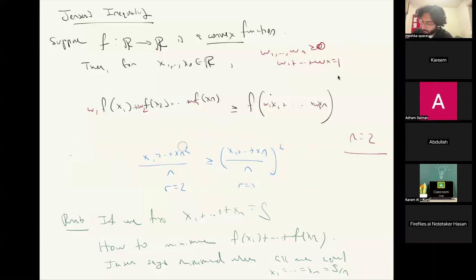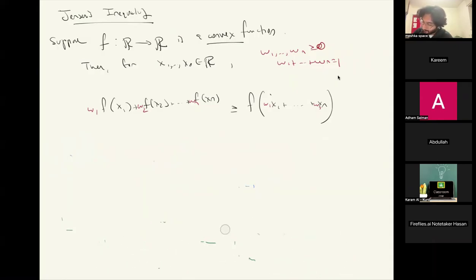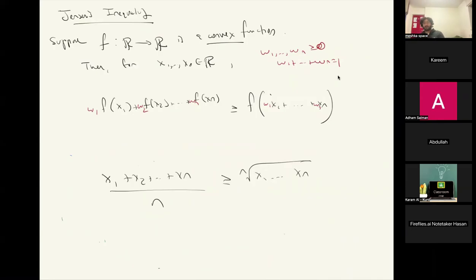But what if we wanted to prove, for example, AM-GM using it? Can you do it? Let's see. I'm going to show (x1 + x2 + ... + xn)/n is greater than or equal to the nth root of x1 ... xn, right? How can we apply Jensen? We have some kind of compound function. This is not a single variable function, no matter how you look at it. It's a multivariate function.